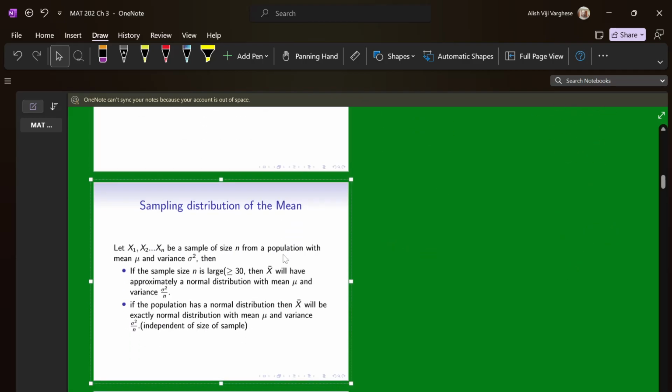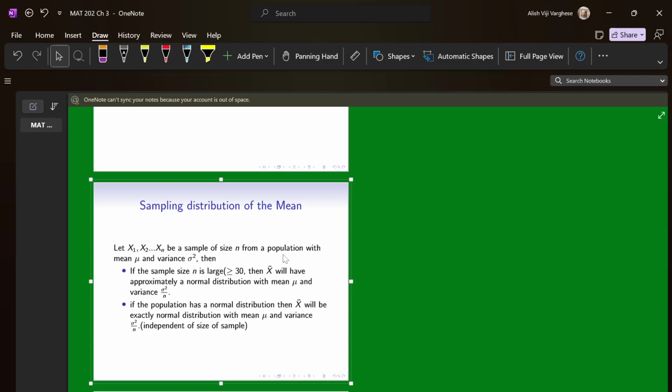Then regarding the sampling distribution of the mean, if x1, x2, etc., xn are a sample of size n from a population with mean mu and variance sigma square, and if the sample size is large, that is a size greater than or equal to 30, then X bar will have approximately a normal distribution with mean mu and variance sigma square by n. And if the population has a normal distribution, then X bar will be exactly normal with mean mu and variance sigma square by n, independent of the sample size. So if you have a normal population, then the arithmetic mean will follow a normal distribution with mean mu and variance sigma square by n.